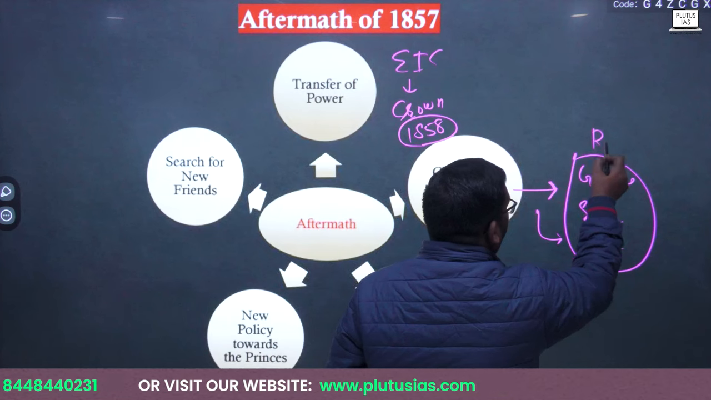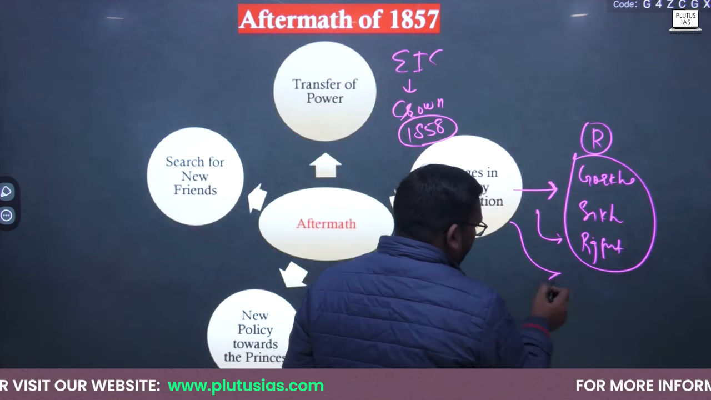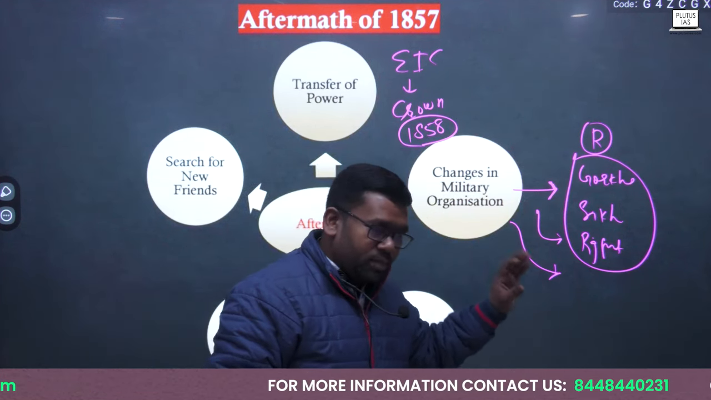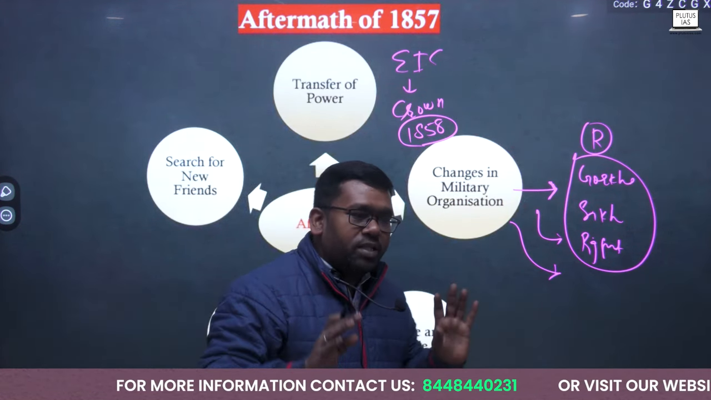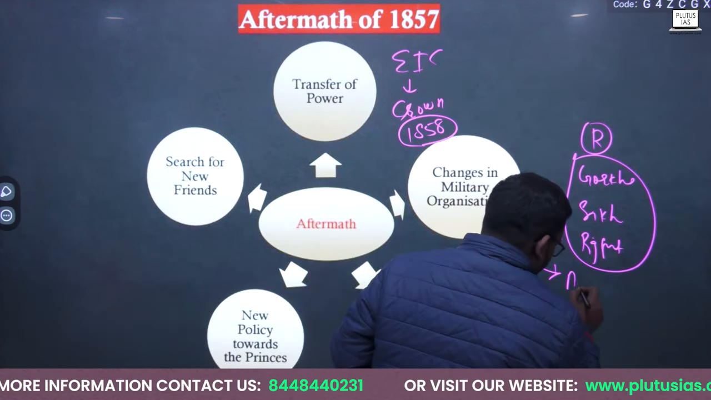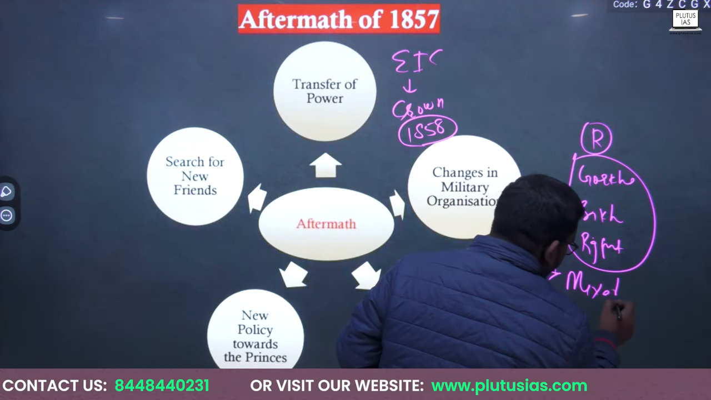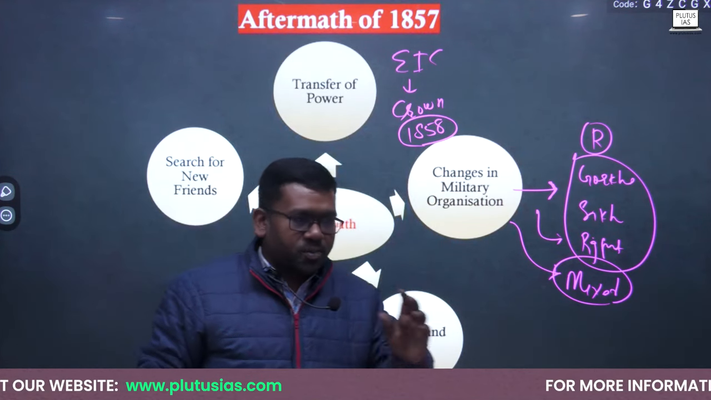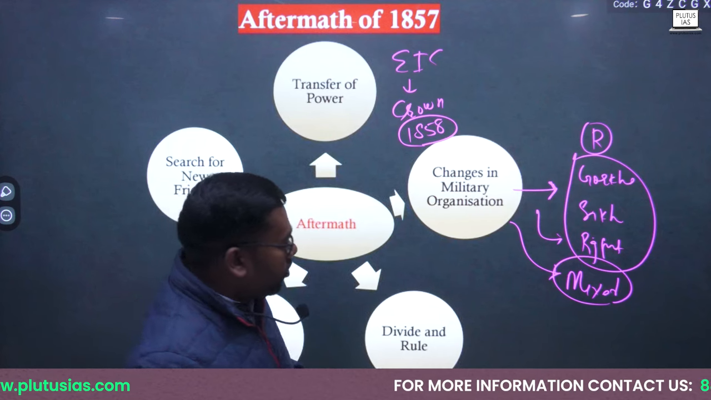One is about recruitment. The second thing he will do, he will divide the people. He will not allow one regiment to live together. So he mixes up the regiments so that the people could not have unity. Like, one will not have only Rajput regiments and all. So people could not have unity.